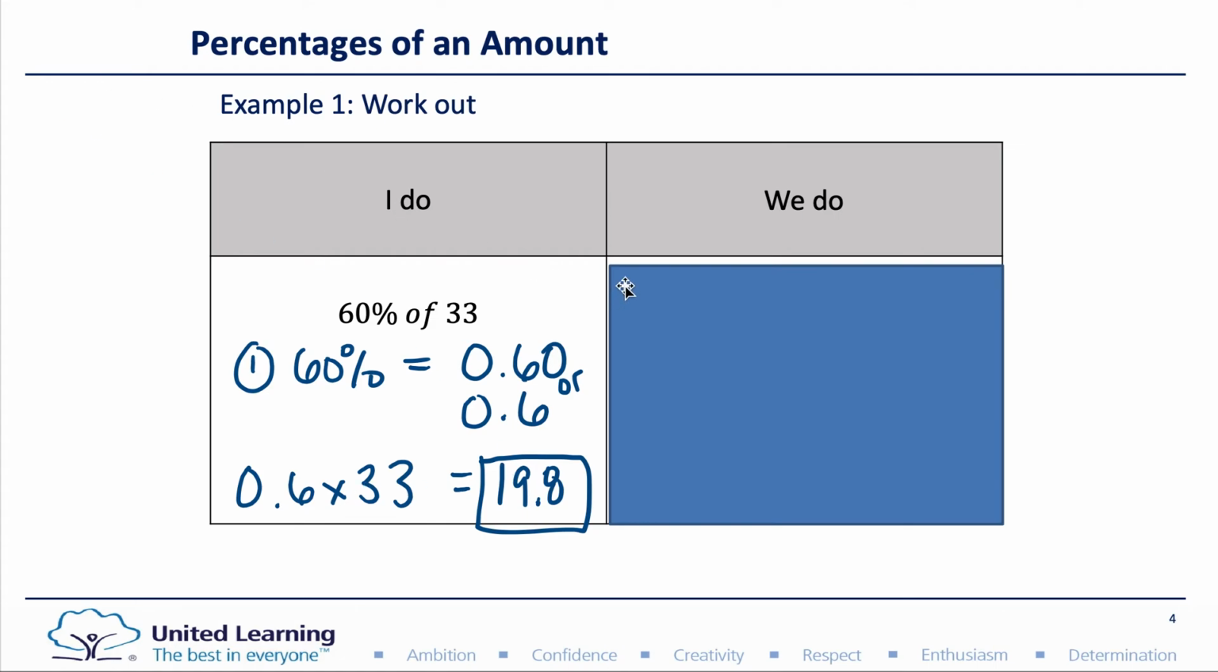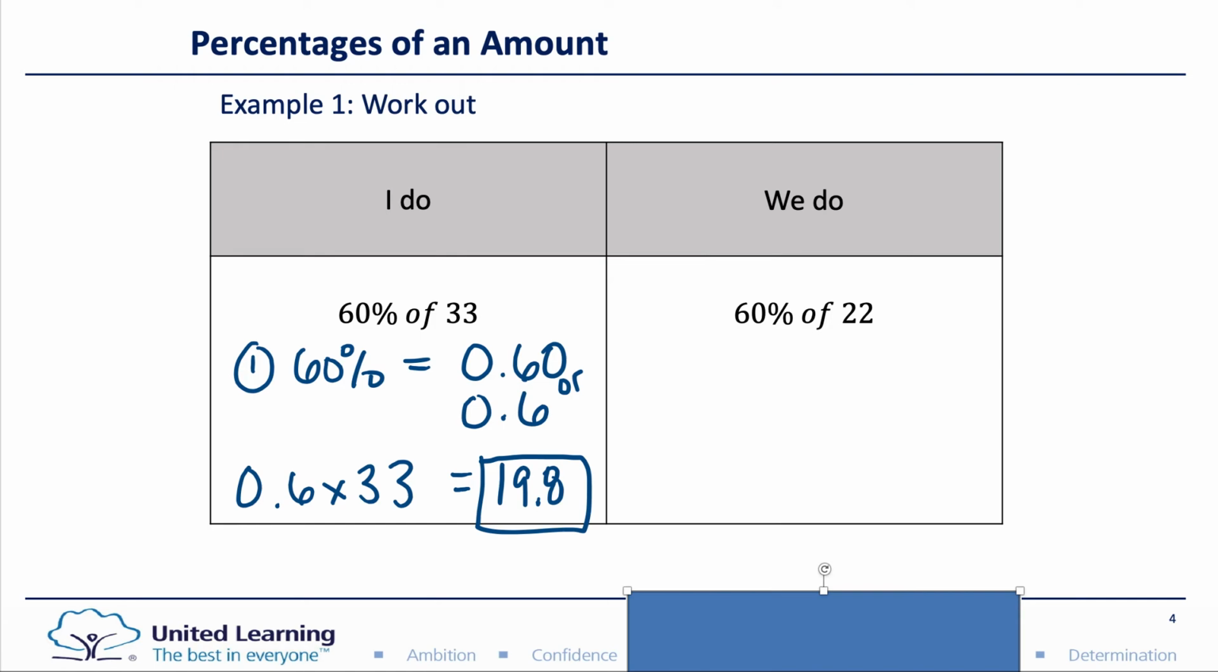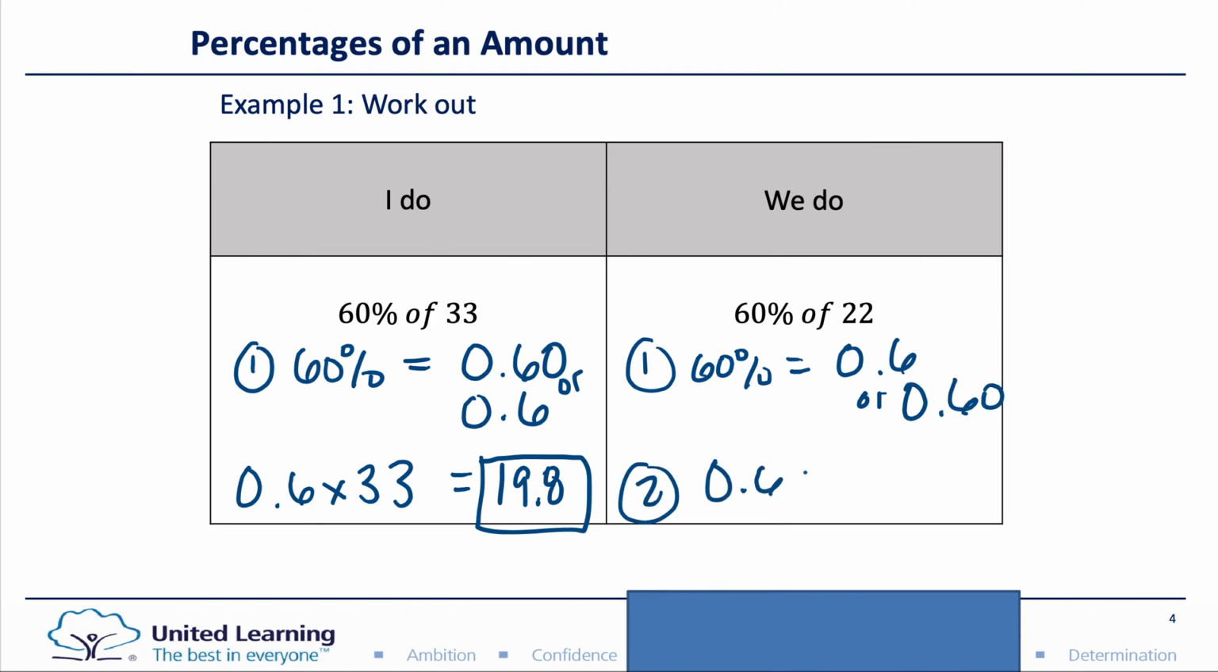Can you please find the multiplier and multiply for this one? Okay, so step 1, hopefully you're thinking again, okay, 60%, well, we know that's 0.6 or 0.60, both are the same. And then hopefully you did 0.6 times 22 to get a final answer of 13.2 for full marks. Hopefully that's what you got.